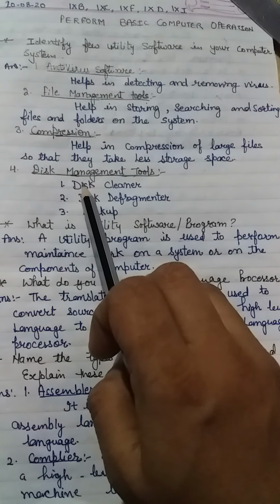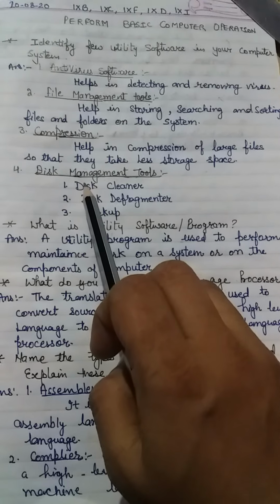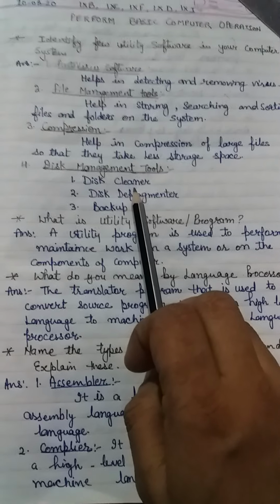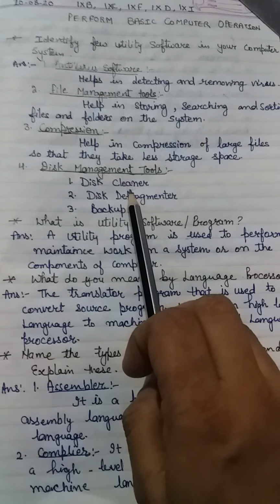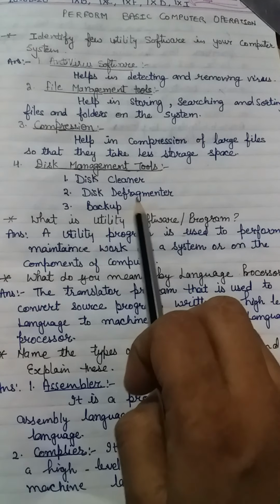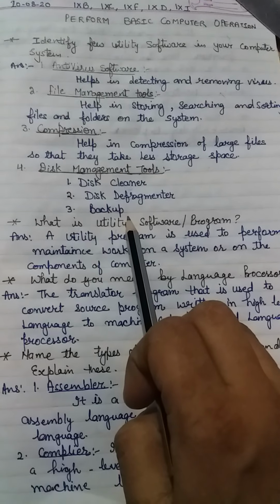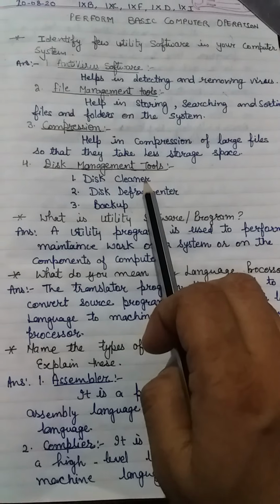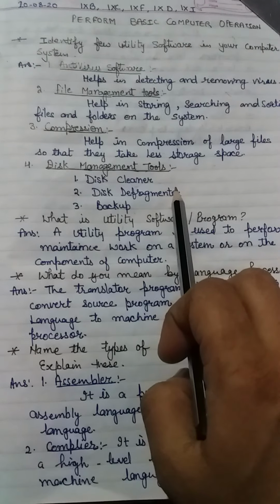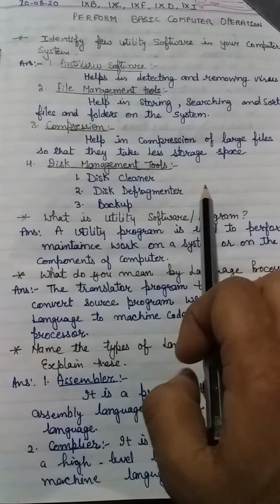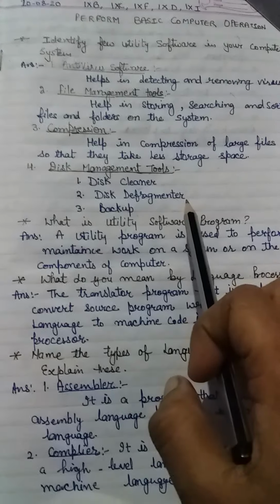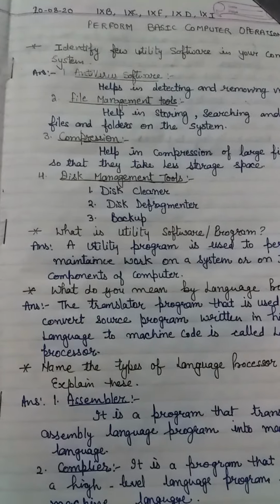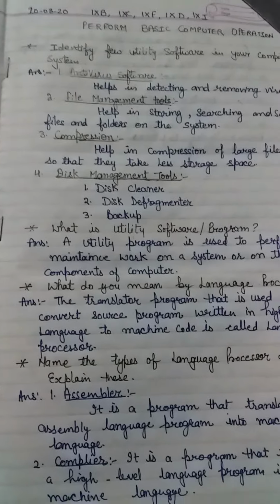Now the fourth one is the disk management tool. The disk management tool has different tools to maintain your hard disk and secondary storage memory: disk cleaner, disk defragmenter, and backup. To work properly on your computer system, the disk needs to be maintained, scanned and cleaned day by day, weekly, monthly, or every 15 days according to your work. That's why your computer works properly and speedily.